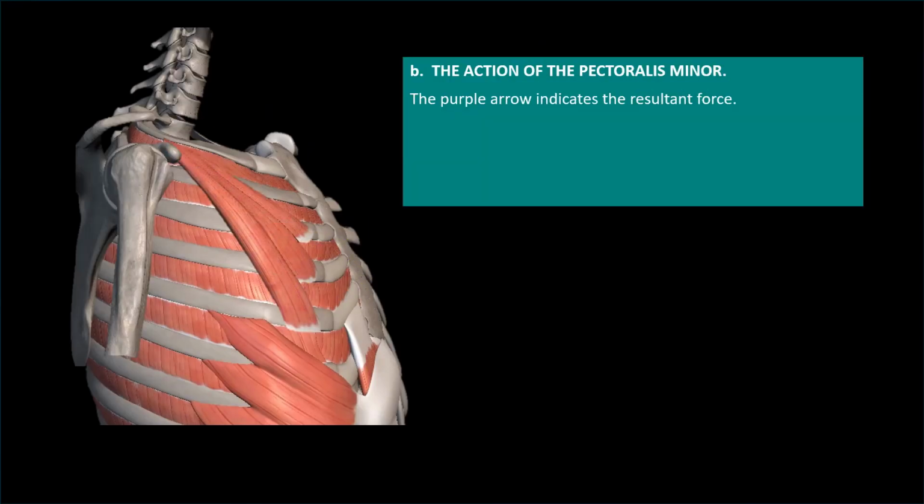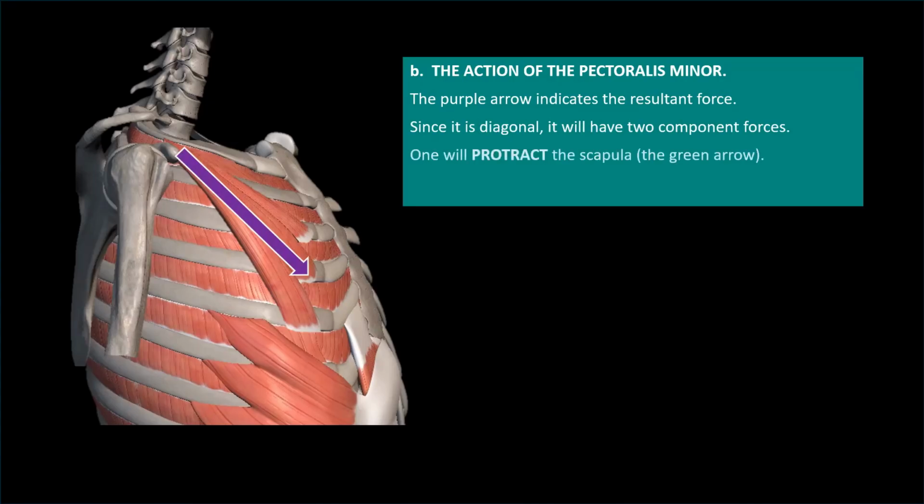B. The action of the pectoralis minor. The purple arrow indicates the resultant force. Since it is diagonal, it will have two component forces. One will protract the scapula, the green arrow. The other will depress the scapula, the blue arrow.